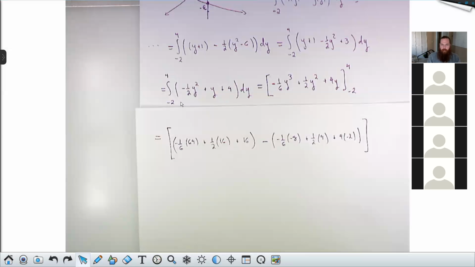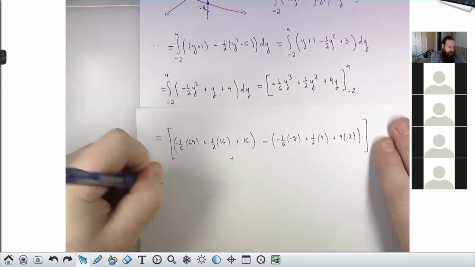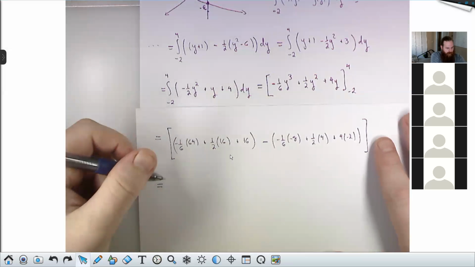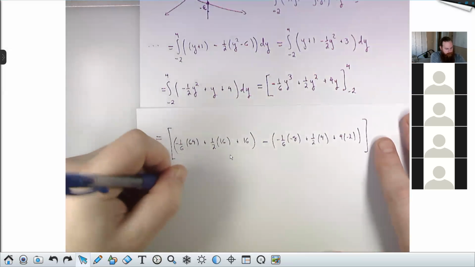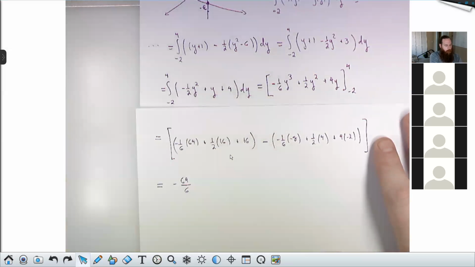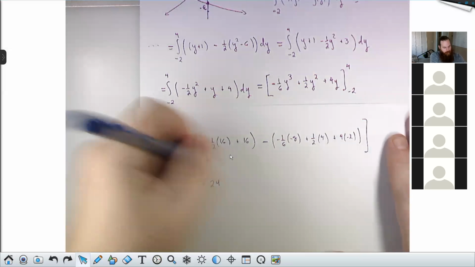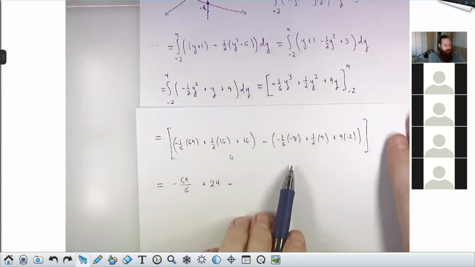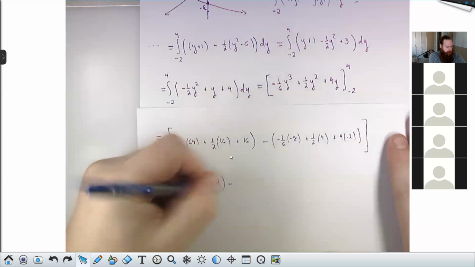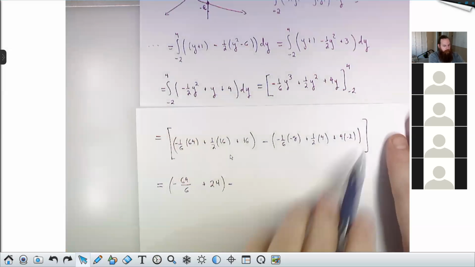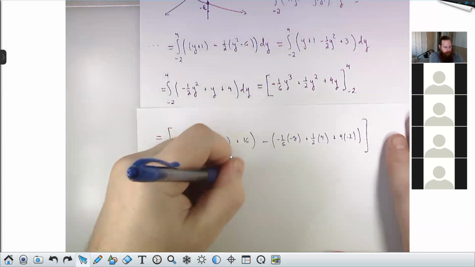And then there should be lots of like terms that I can combine. Let's go through this carefully. I don't think 64 is divisible by 6. So I'll just leave that as negative 64/6 for now. And these guys are nice. This is 8. 8 and 16 is 24. Minus. Okay, so first parenthesis group is here. Second parenthesis group I'll simplify and then we'll distribute the negative.